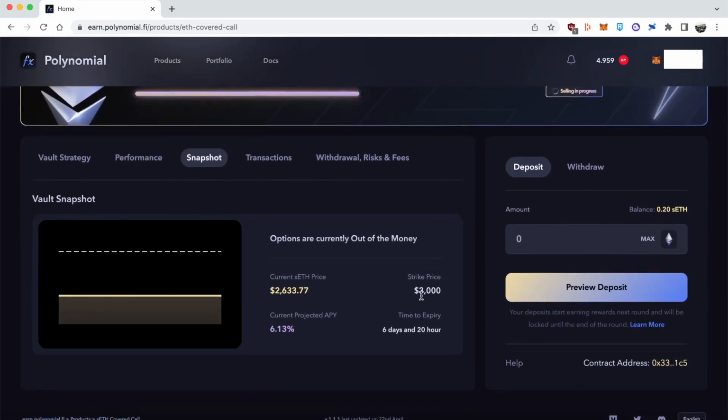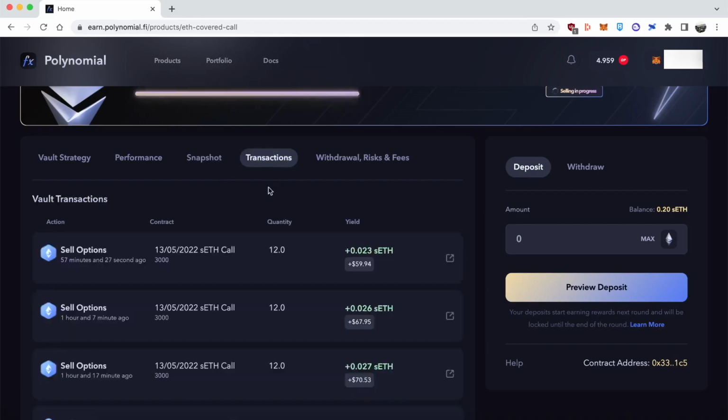This week's strike price was 3K and the current Ether price is about $400 under that. So if it expires at that price, then the people in the vault will be making money.